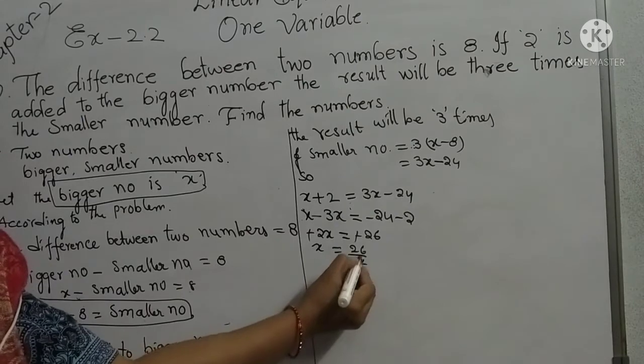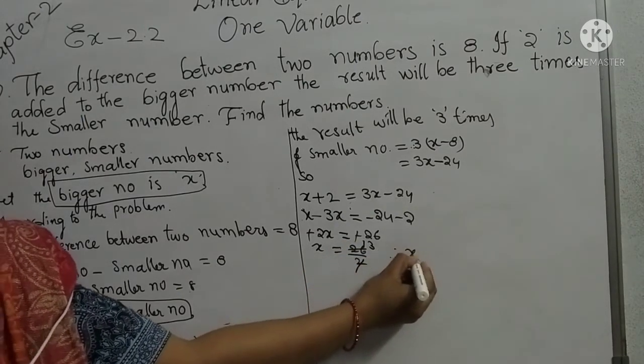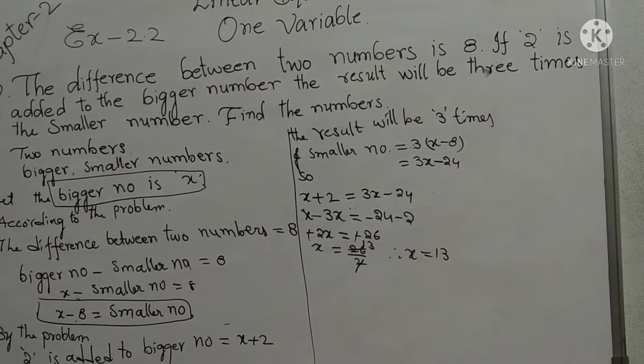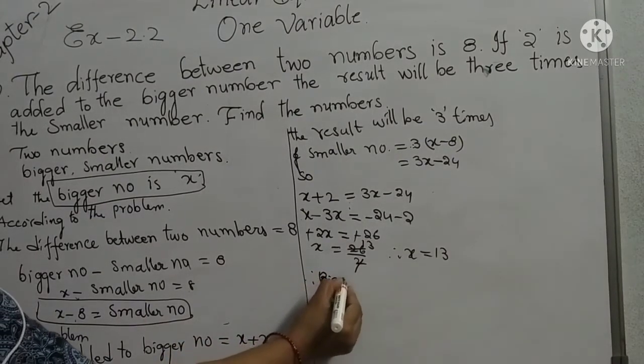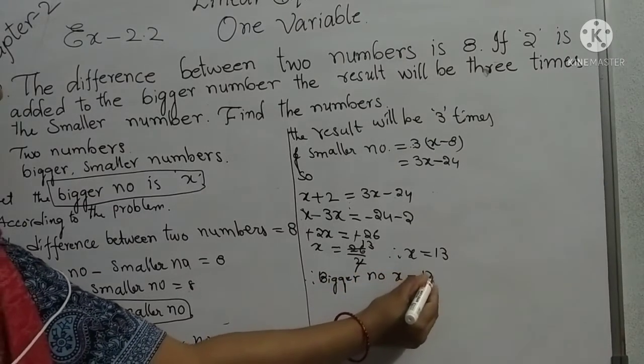So how many times is it possible? 2 ones are 2, 2 threes are 6. So finally x is equal to 13. What is the x here? We have to take the bigger number. So finally the bigger number x is equal to 13.